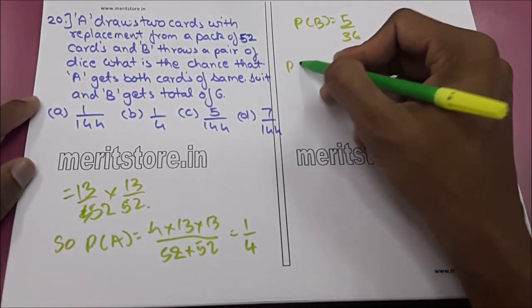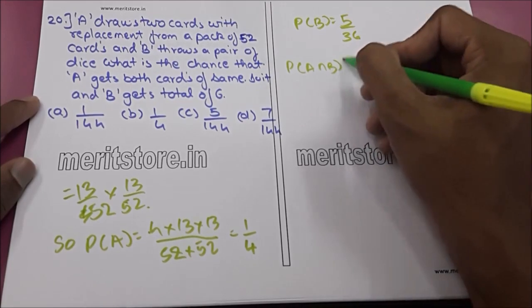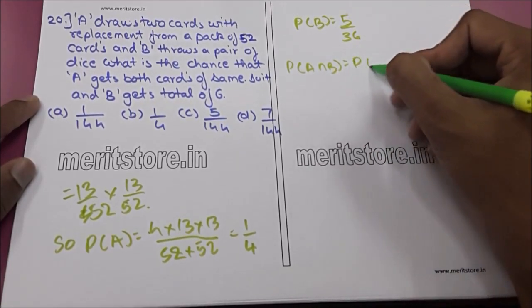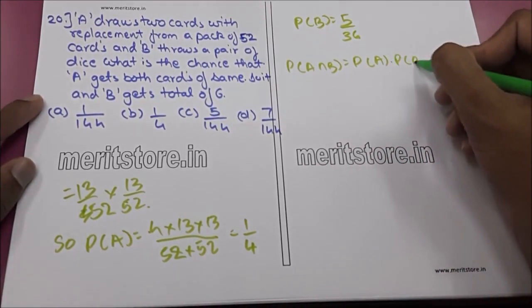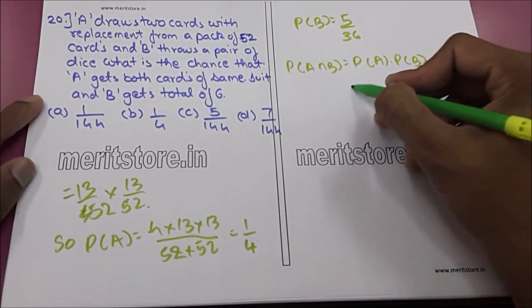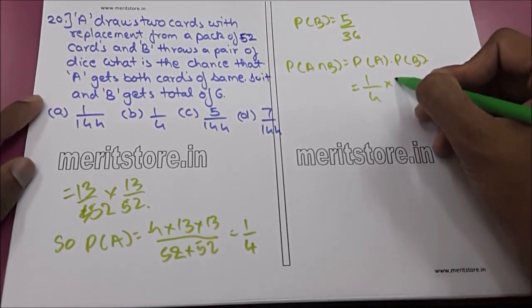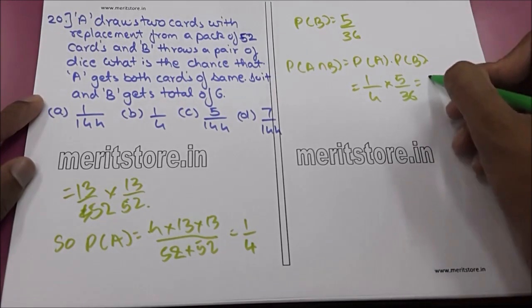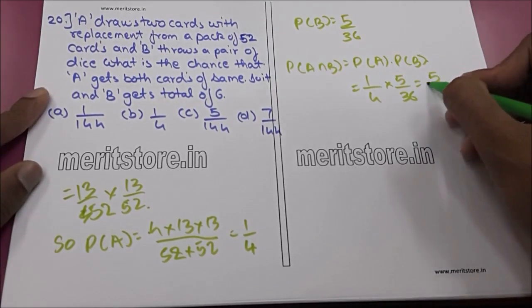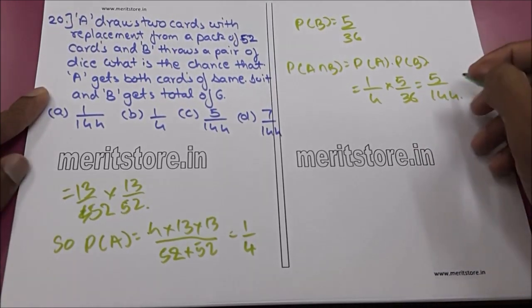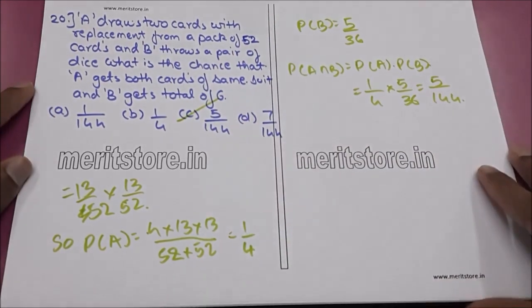Thus probability of A intersection B can be written as probability of A into probability of B, which is equal to 1 by 4 into 5 by 36, which is equal to 5 by 144, which is our option C. Option C is the correct answer.